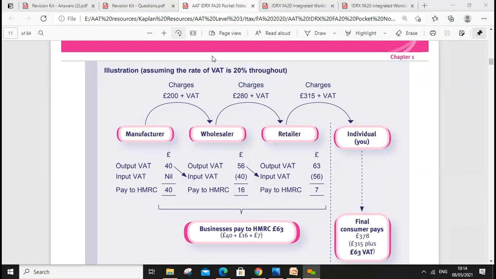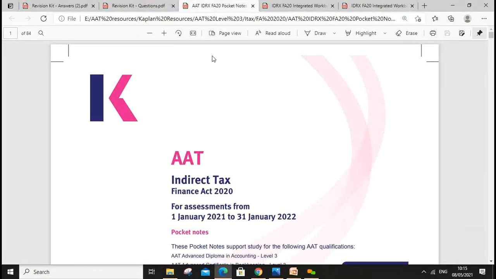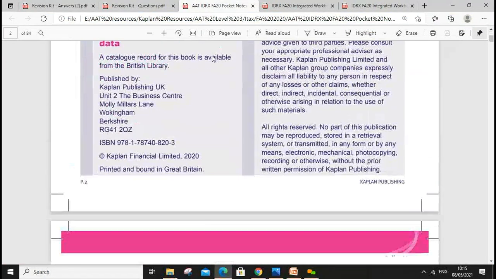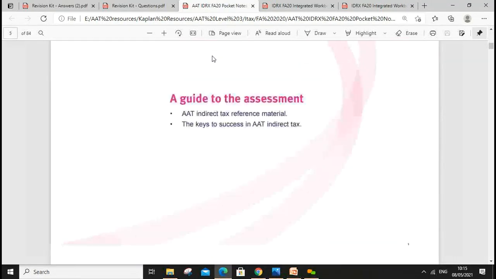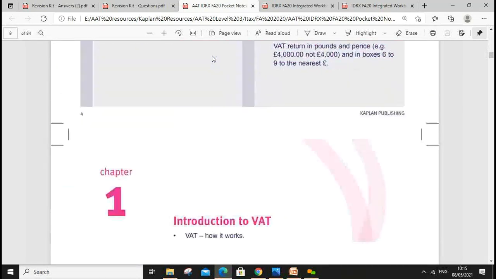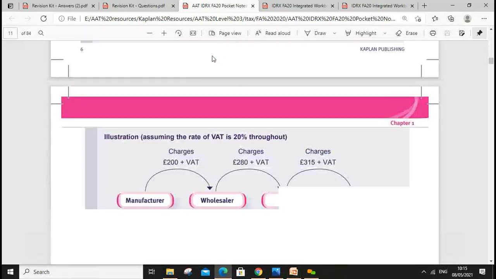Okay, to understand more about all these, these are the cards, called cap and pocket cards, which are given here. We have introduction to VAT, registration, documentation, schemes, errors and returns. Those are the key topics in our learning outcome 3.